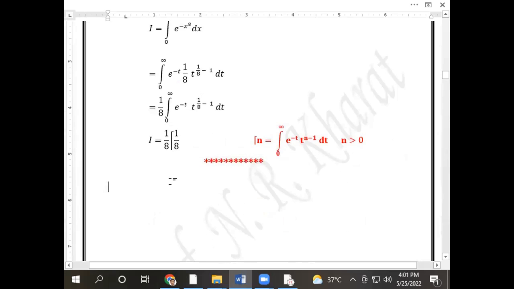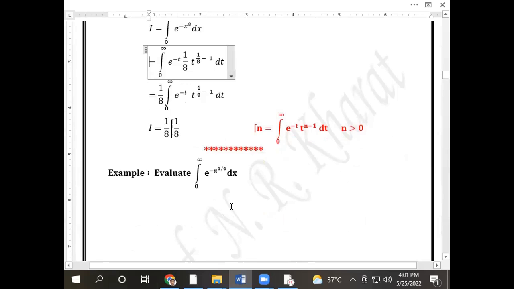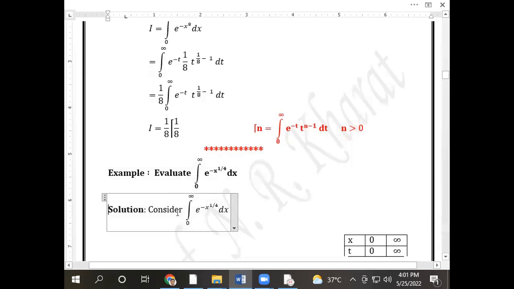For that, we will just take another example. If the n is in terms of fraction, the last example, the value for n is equal to 8. Here we will say that the value for n is equal to 1 by 4. Again, we have to assume this integration is equal to I. So we say that consider I is equal to this one.